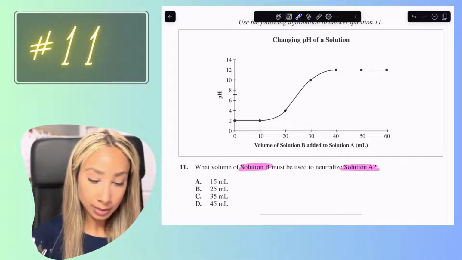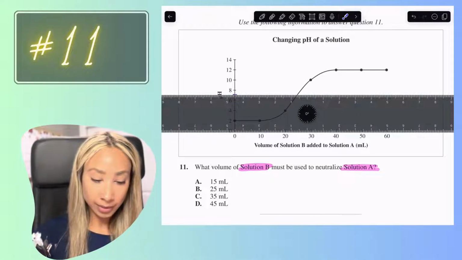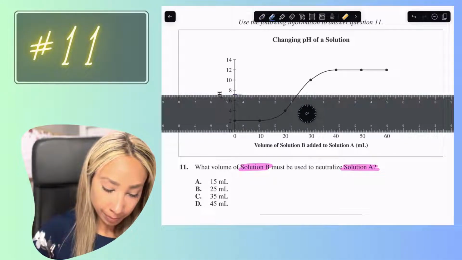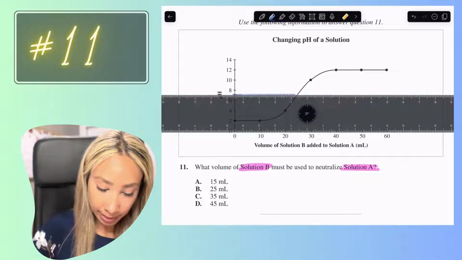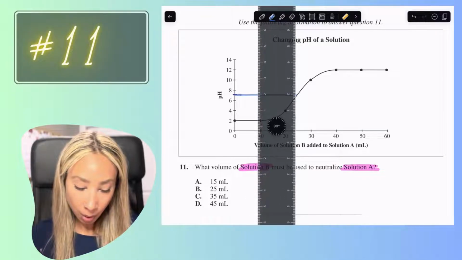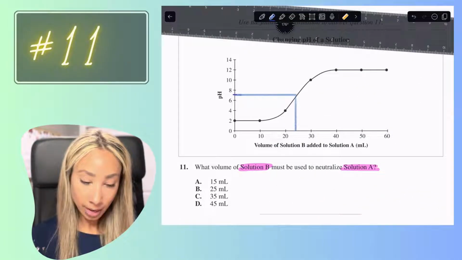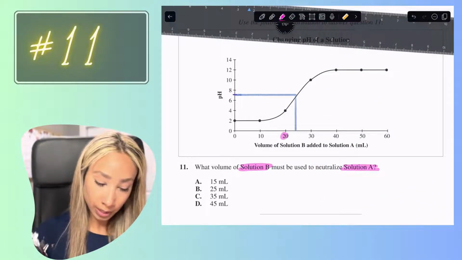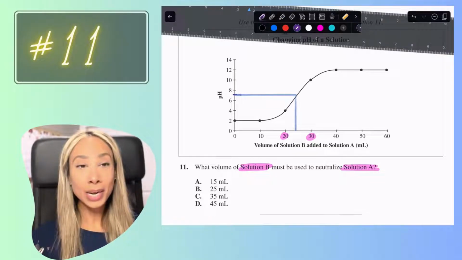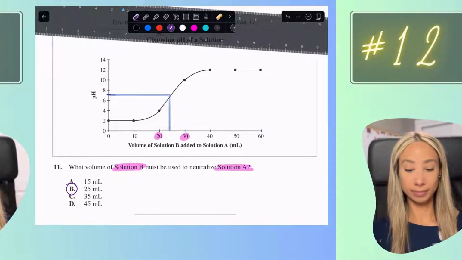So for something like this, I'm going to use my ruler again, and I'm going to say, okay, pH 7 is right around between 6 and 8. I'm going to use my graph and draw a line and let it hit that line. Once it hits that line, I can rotate my ruler and go all the way down to get the volume. So that means I'm looking at a volume, again, between 20 and 30. The only option that works for me here, a number between 20 and 30, is 25. So our answer for this one is B.